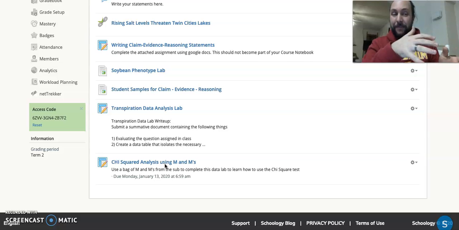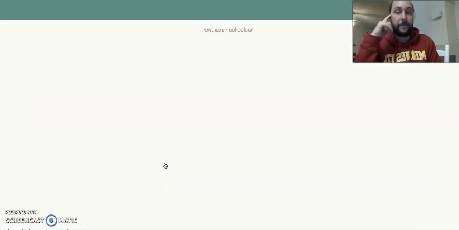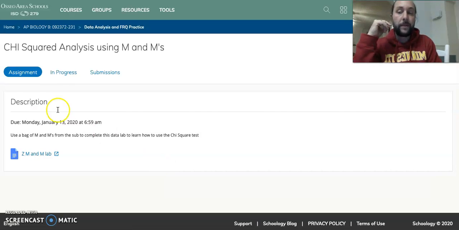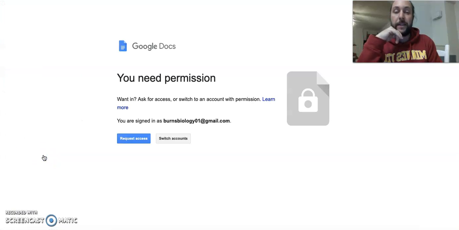2 is not enough because I don't have enough M&Ms, and then groups of 5 and so on, somebody's not going to be as able to be engaged in the work because there's just not enough to do for 5 people. So groups of 3 or 4, find a group. When you do, you're going to open up this chi-squared analysis using M&Ms, and there's an assignment in there.